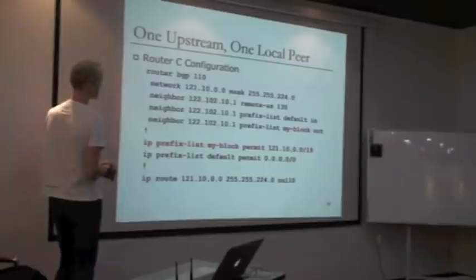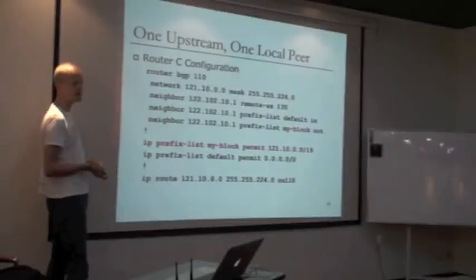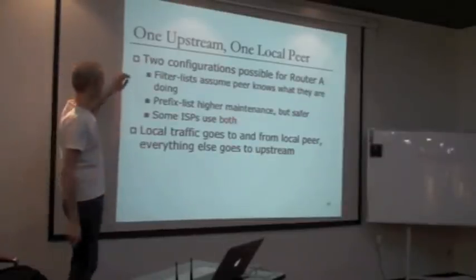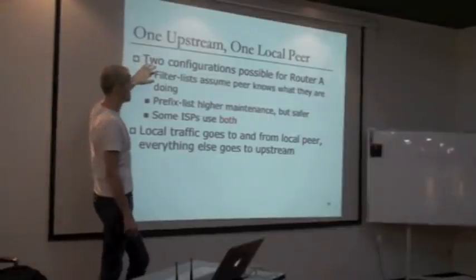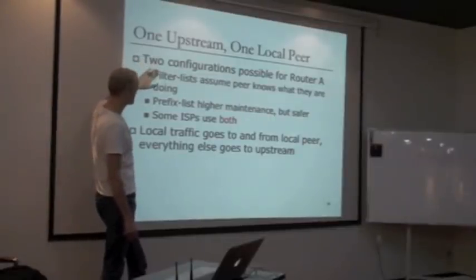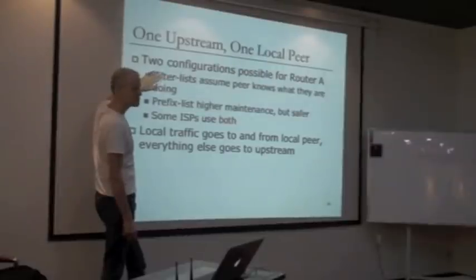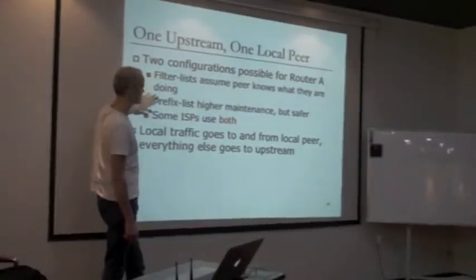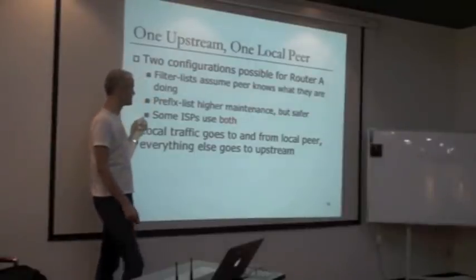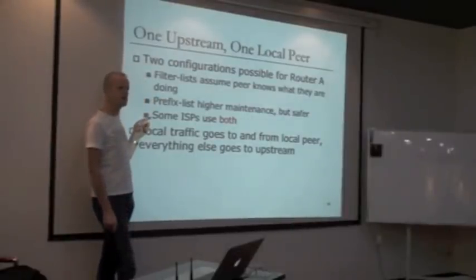So this is a very simple configuration. One upstream, one local peer. As I said, two configurations are possible for router A. The AS path filter assumes the peer knows what they're doing. Prefix list is higher maintenance, but it is safer. Some ISPs use both. I mean, at UUNet, we used both.